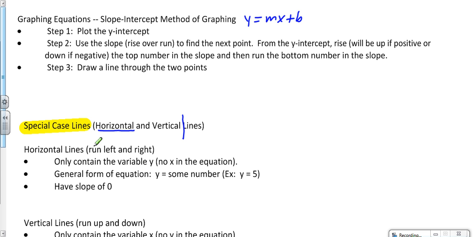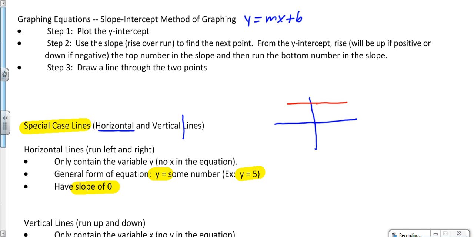If it's horizontal, you have an equation y equals something. For example, y equals 5. That's one example. And the slope is 0. Okay? So if I have an xy graph like this, a horizontal line would look like this.